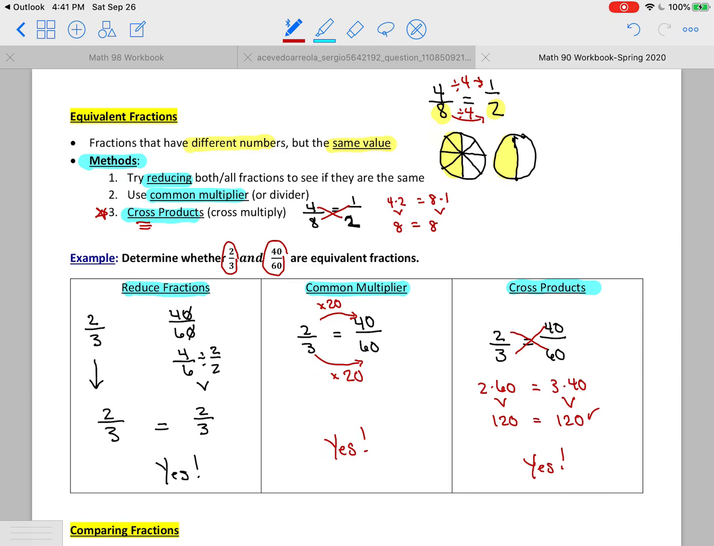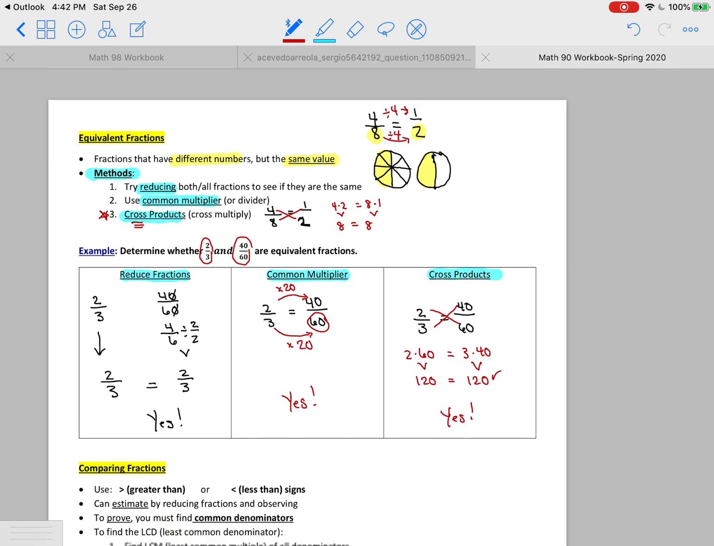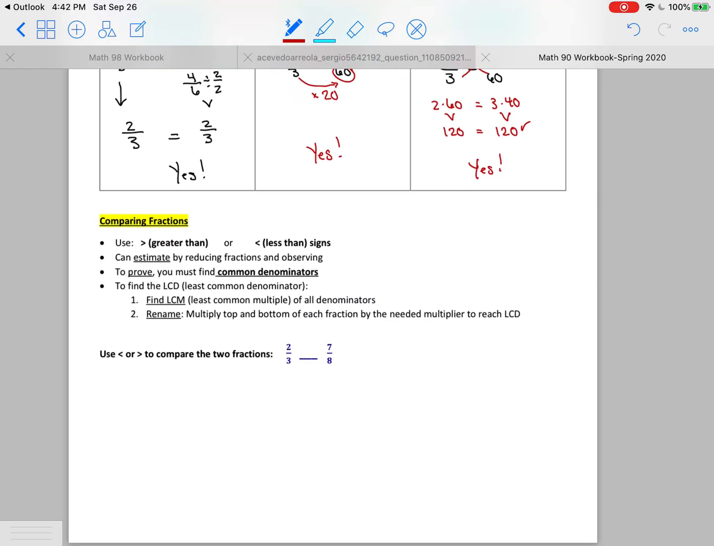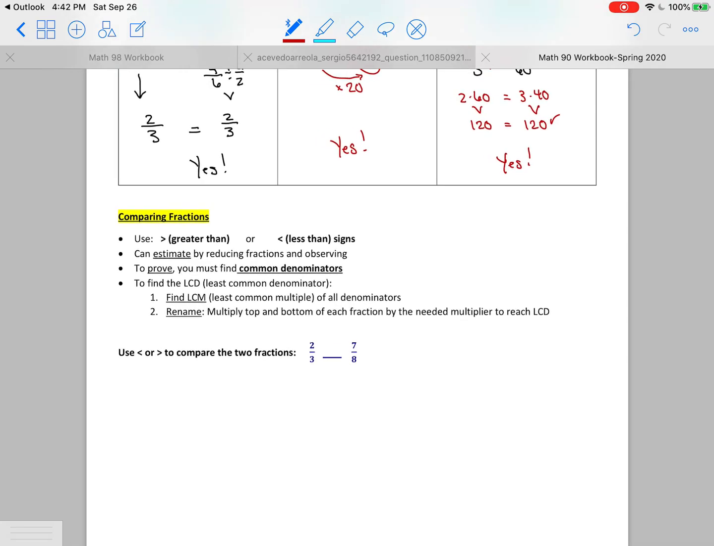Okay, and I would say that the method changes all the time depending on the problems that you have. Sometimes there is not a common multiplier. Your common multiplier or divider is going to be a decimal, right? For example, let's say that we had, I don't know, 49 over here instead of a 60. Well, 3 doesn't go into 49 evenly, right? So it'd be really hard to use this method. So you're going to try different methods to figure out your equivalent fractions based on what you're given.